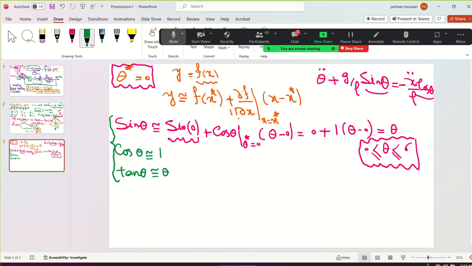That being said, now we want to transfer everything into a linear differential equation: theta double dot plus g over L theta is equal to minus x double dot over L. Cosine of theta is how much? 1. Here we go. Now this is the linear differential equation from the differential equations course that you had previously.